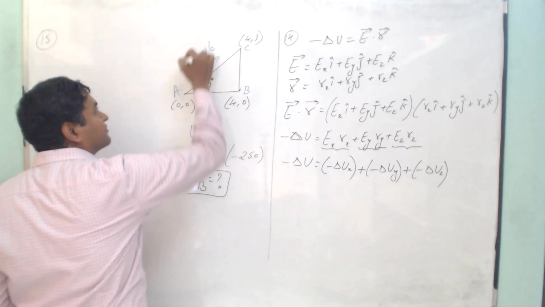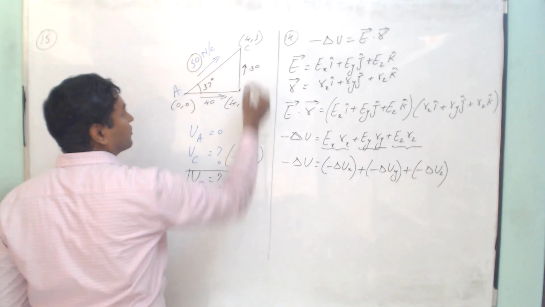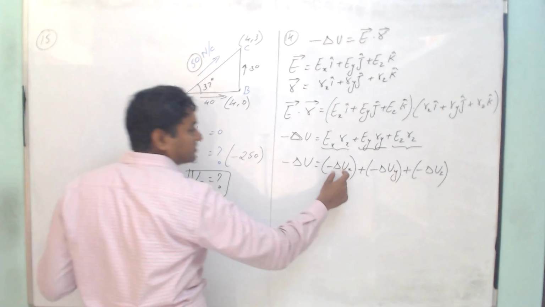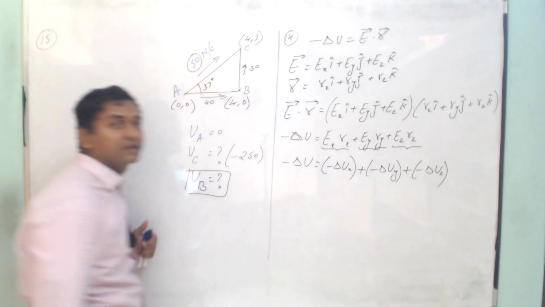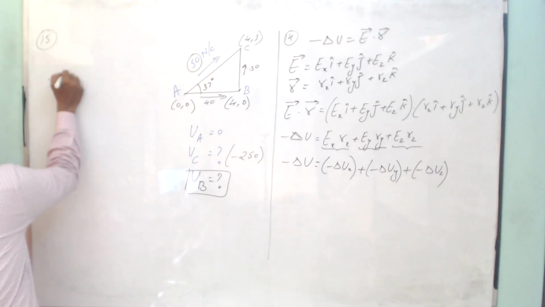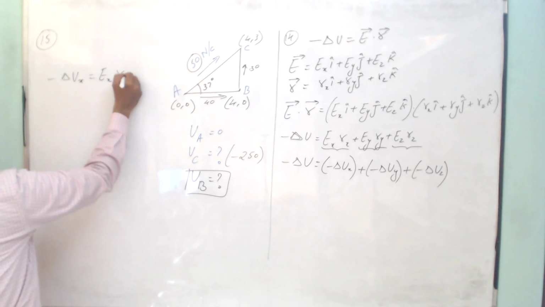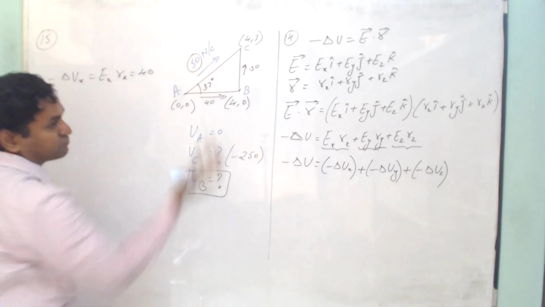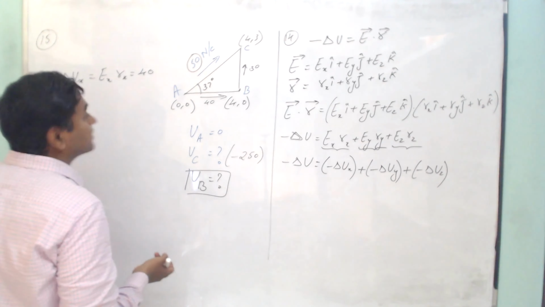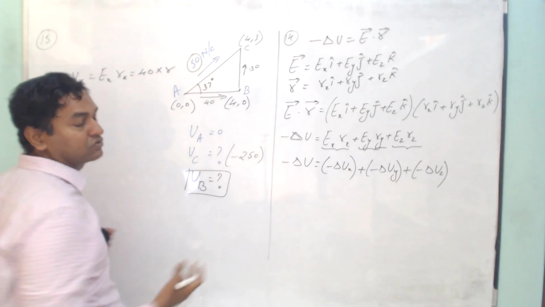Hypotenuse is some vector 50, given 37 degrees. That means the components of the electric field vector should be 40 and 30. Next. Just now we saw individual components I can multiply and get. Correct? So my minus delta Vx is actually Ex into Rx. And Ex, because of this beautiful triangle, I know it is 40. I don't have to do mathematics, right? Random calculations are not necessary. It's just 40 into 4. You know Rx also. You felt as if you don't know.